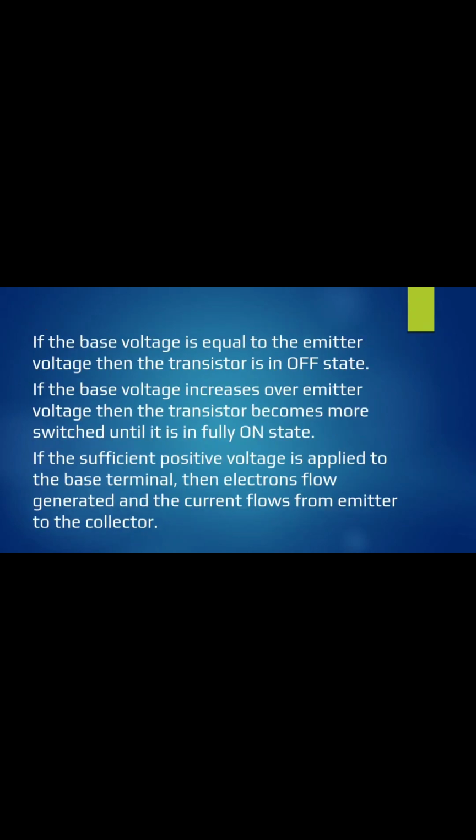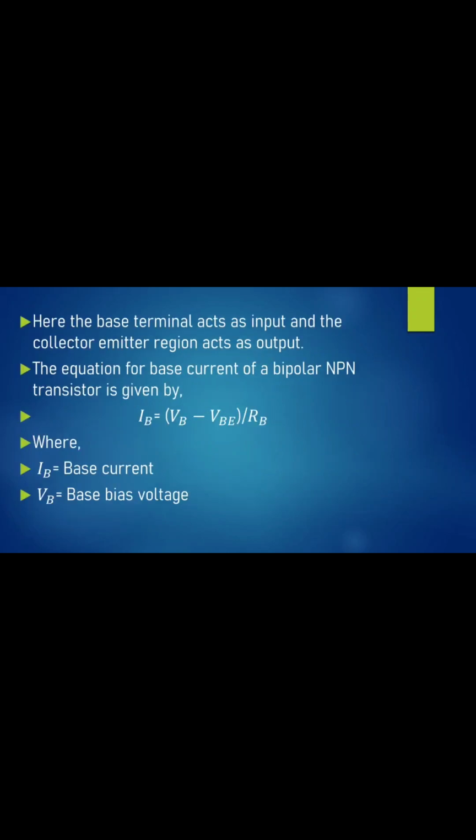If the base voltage is equal to the emitter voltage, then the transistor is in the off state. If the base voltage increases over the emitter voltage, then the transistor becomes more switched on until it is in the fully on state. If a positive voltage is applied to the base terminal, then electron flow is generated and the current flows from emitter to the collector. Here the base terminal acts as input and the collector emitter region acts as output.